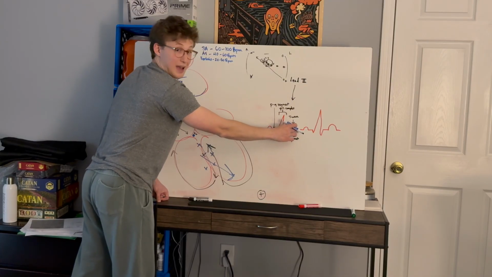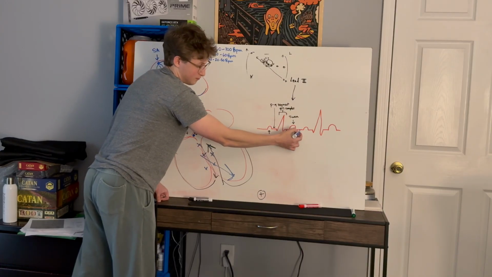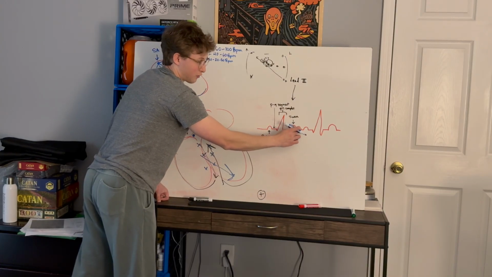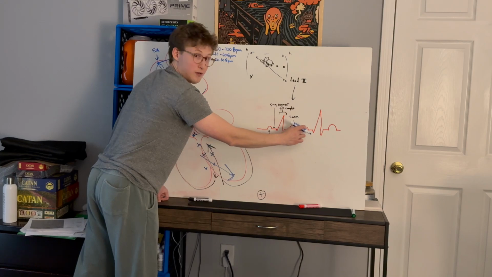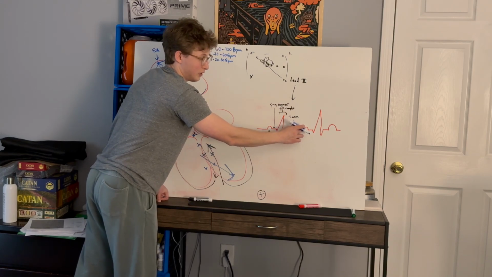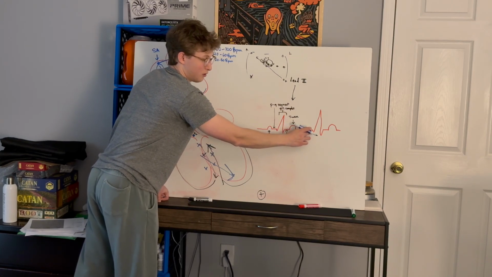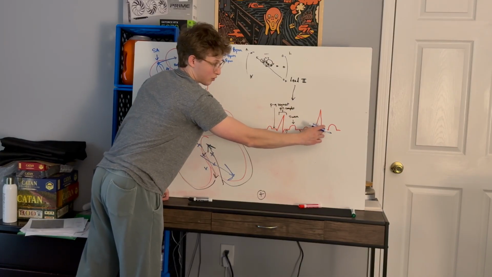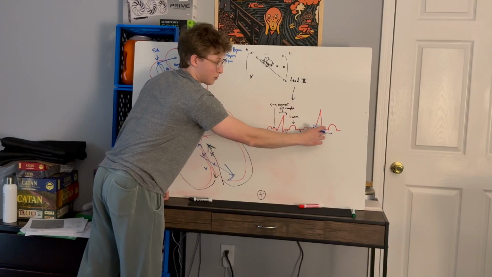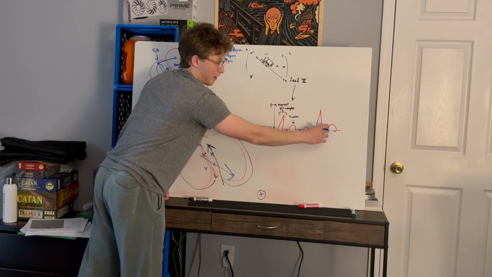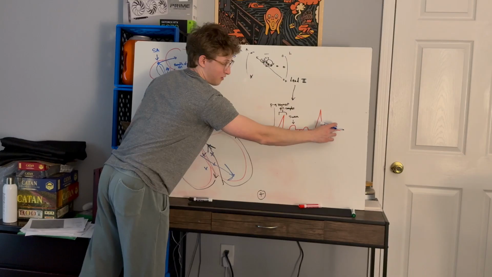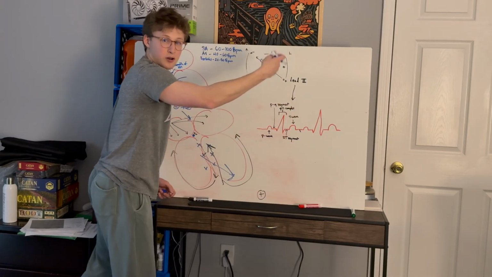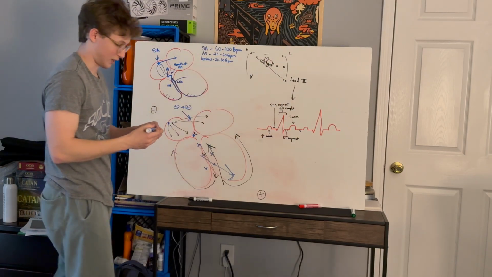Some time occurs, the SA node fires again, right here. It gets through, causes that P wave, atrial depolarization, gets through the AV node, ventricular depolarization. Ventricles are contracting, nothing's changing in terms of electricity. Ooh, ventricles repolarize, and we see that again with the T wave, and on and on and on, 60 to 100 times per minute.